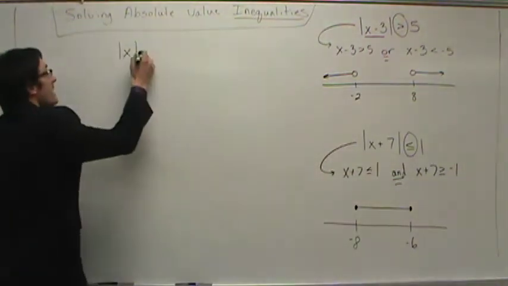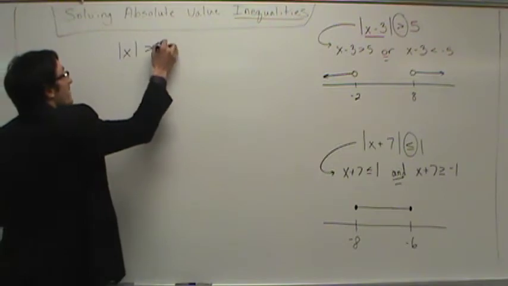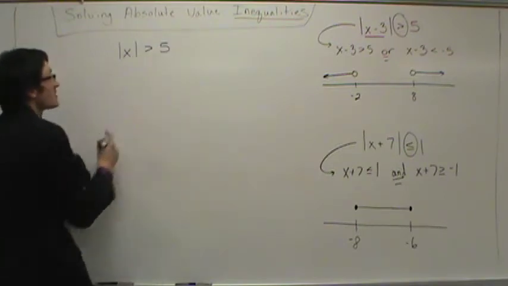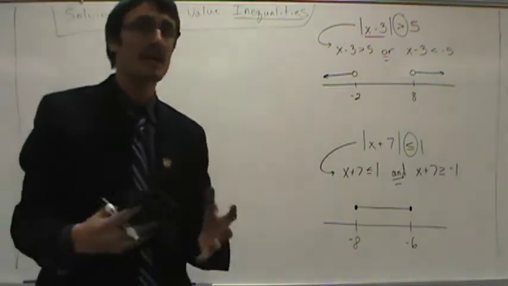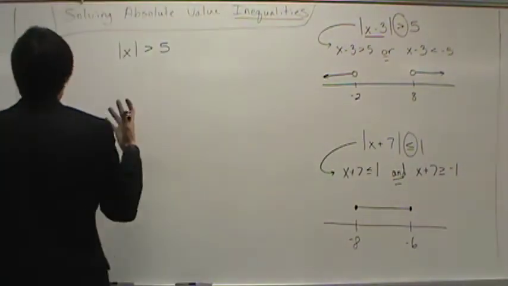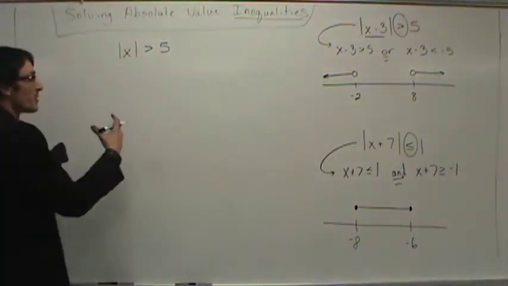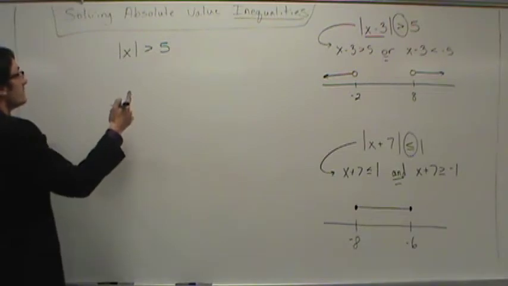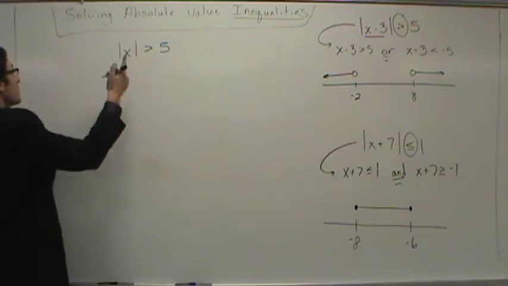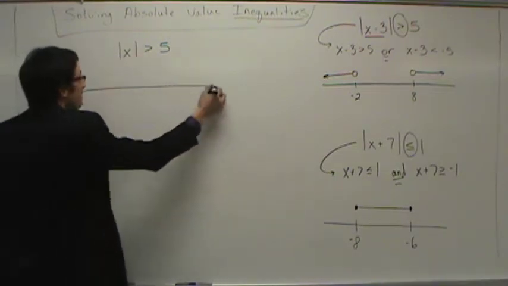Watch. The absolute value of x is greater than 5. So let's look at this. What we have to do is figure out what makes this true. Then we're going to see what our connective word should be, and hopefully you say that should be an or statement. We'll see that in a minute. Let's put a number on.